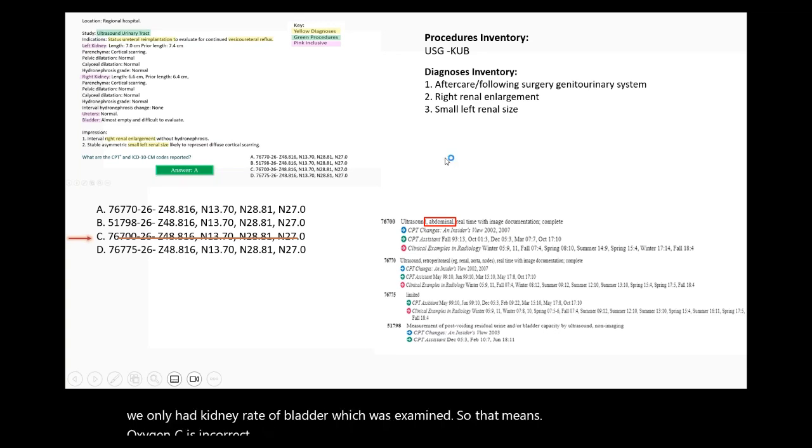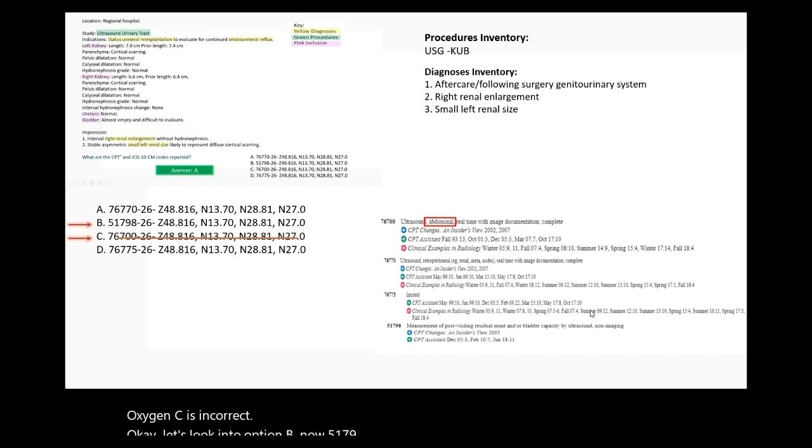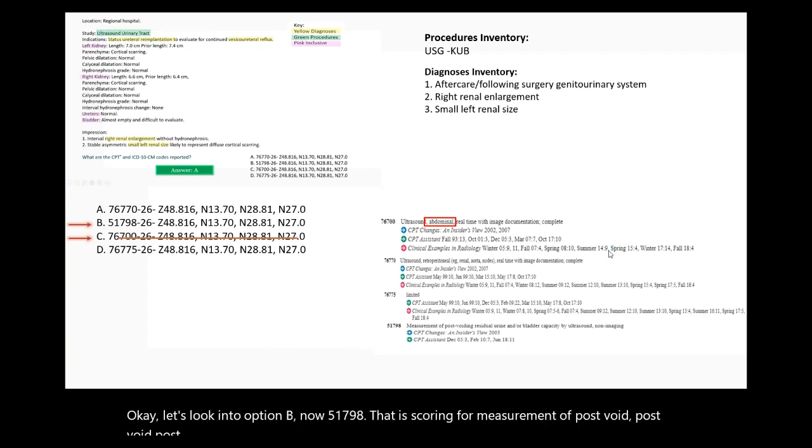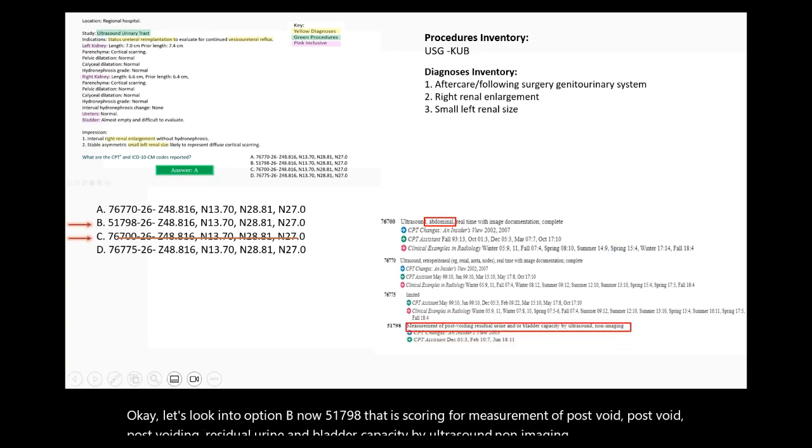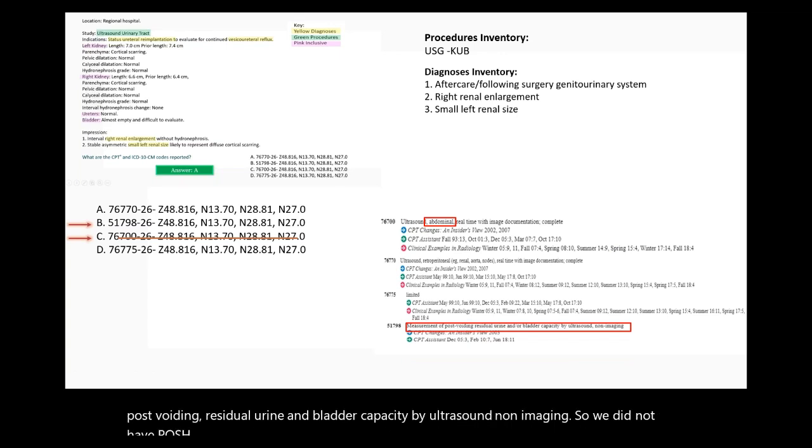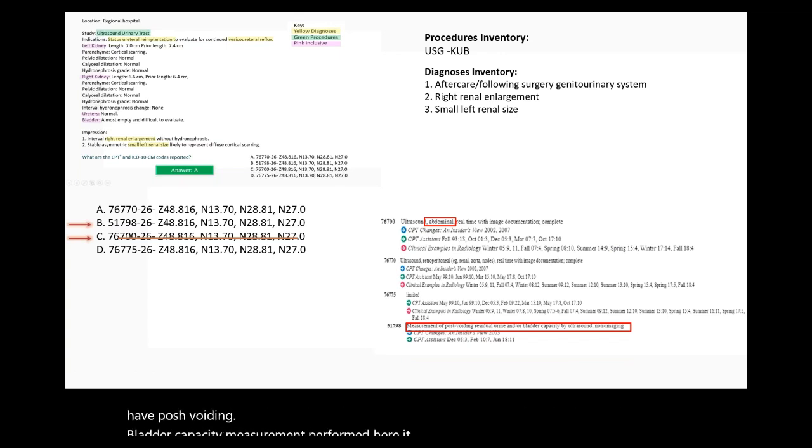Okay, let's look into option B. Now 51798 is coding for measurement of post-voiding residual urine and bladder capacity by ultrasound, non-imaging. So we didn't have post-voiding bladder capacity measurement performed here. It was an ultrasound of kidney, ureter, and bladder. So option B is also incorrect.